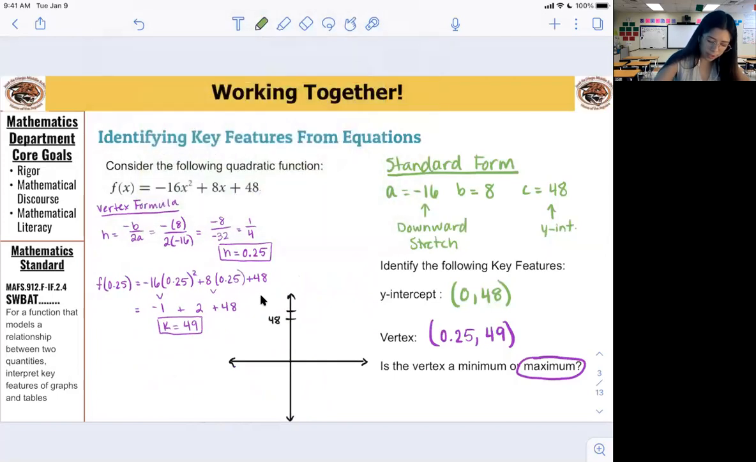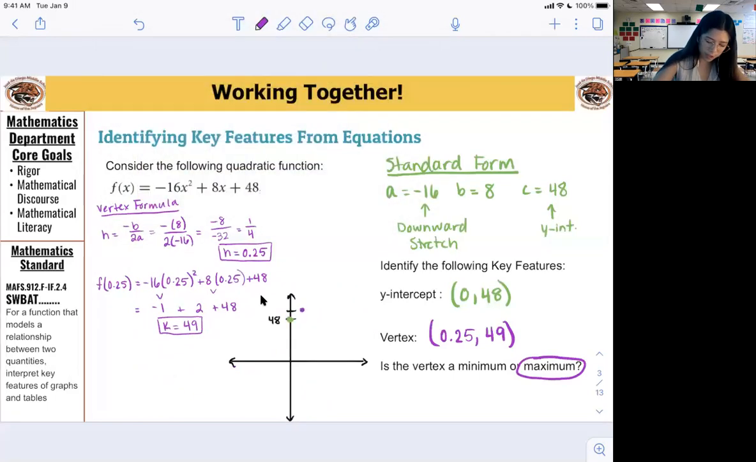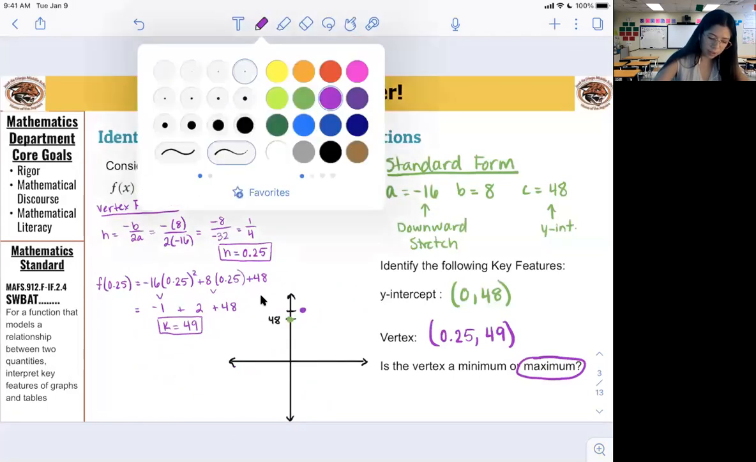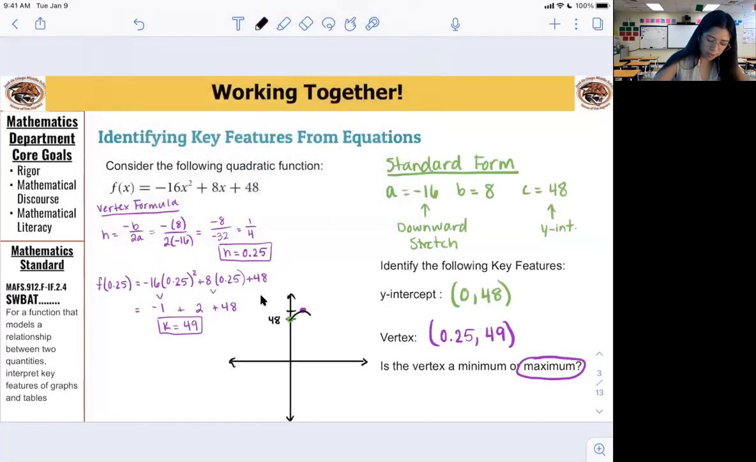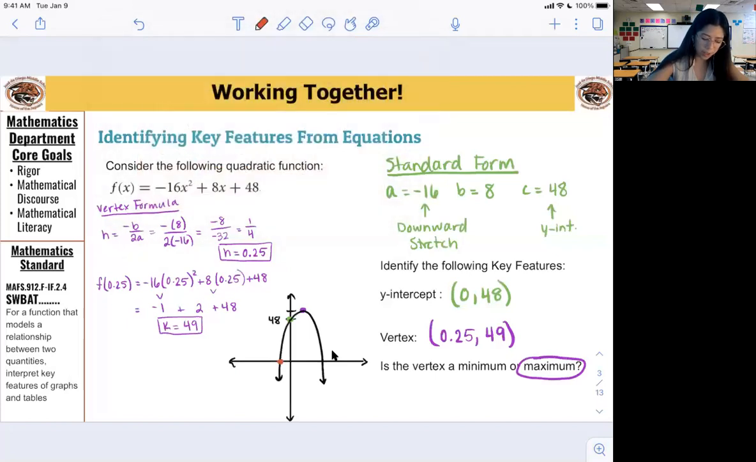So my y-intercept is at 48. My vertex is at 49. And I know it's downward, so it's going to go something like this. But I don't know where those x-intercepts are. So standard form can get you most of the picture, but not the full picture of what this graph looks like.